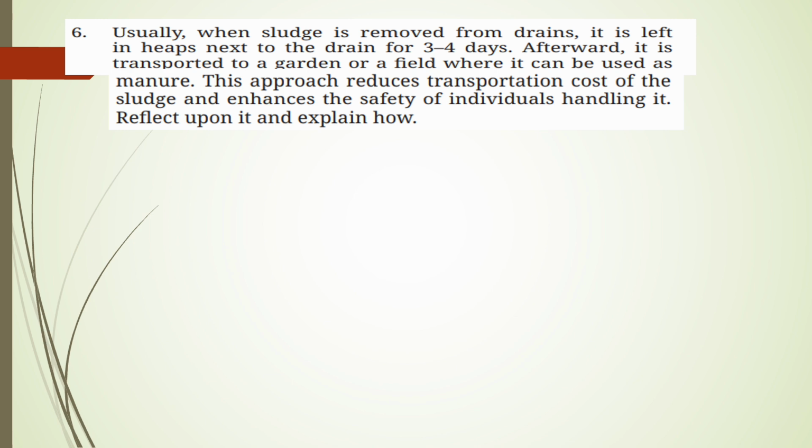So, usually when we remove sludge from drains, the sludge is left in heaps next to the drain for 3 to 4 days. Then it is transported to a garden or a field. There it can be used as manure. So, this approach reduces transportation cost of the sludge and it also helps to increase the safety of individuals handling it. Explain how.